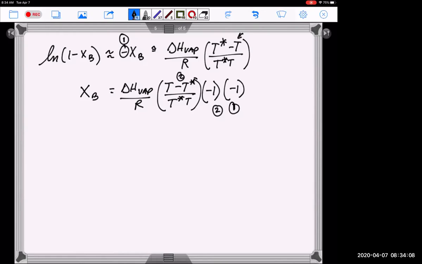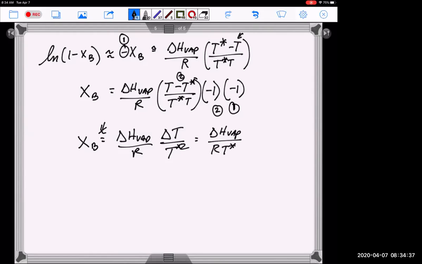And so what does that do? Well, that gives us xb is now delta H. The minus signs cancel, and we get delta T now, right? So delta T, and then since T star and T are usually fairly close, and we already have approximations, what's often put here is T star squared. So we have delta H of vaporization over R T star squared times delta T. And that's pretty close to how the final form of this equation works.